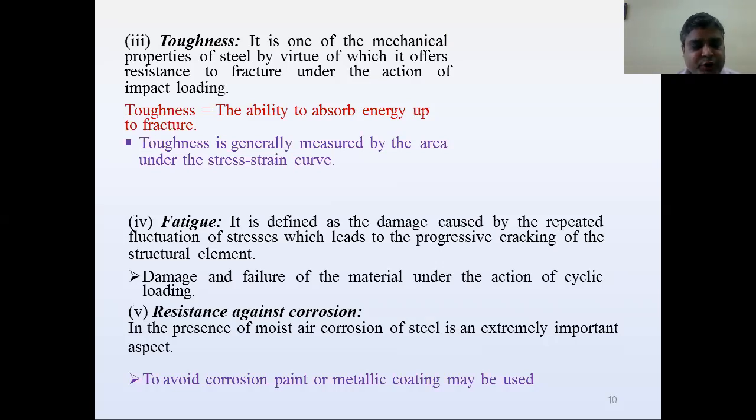Now the last, the fourth point, is fatigue. It is defined as the damage caused by the repeated fluctuation of stresses which leads to the progressive cracking of the structural element. Damage and failure of the material under the action of cyclic loading. Fifth point, resistance against corrosion. It is a very important term for steel structure. In the presence of moisture and air, corrosion of steel is an extremely important aspect. Now, to avoid corrosion, paint or metallic coating may be used.